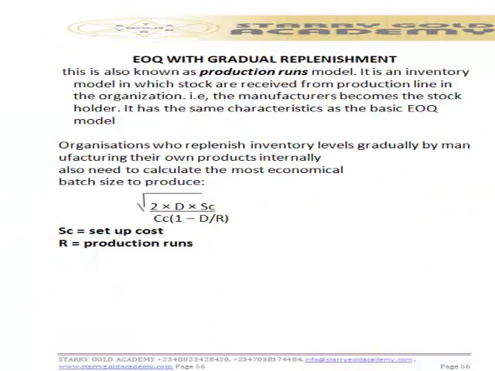Now the next part of EOQ that we're looking at, don't forget we have 3 aspects of inventory control system: EOQ, reorder level, and just in time. So we're still battling with EOQ. The next one we're looking at is the EOQ with gradual replenishment. This is also known as production runs model. It is an inventory model in which stock are received from production line within the organization. That is, the manufacturer becomes the stockholder.